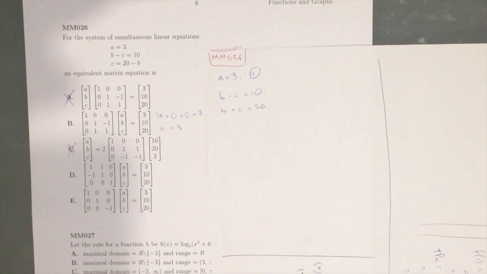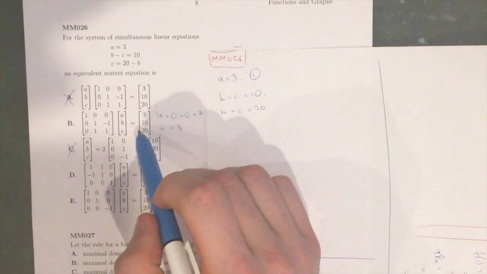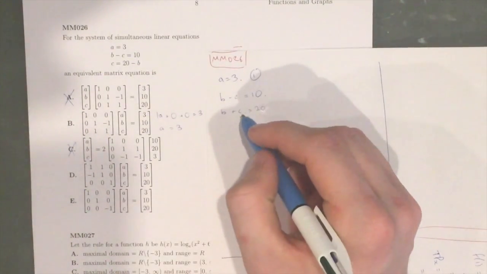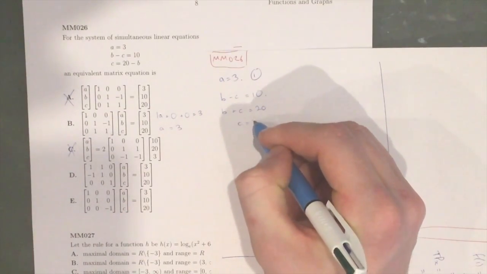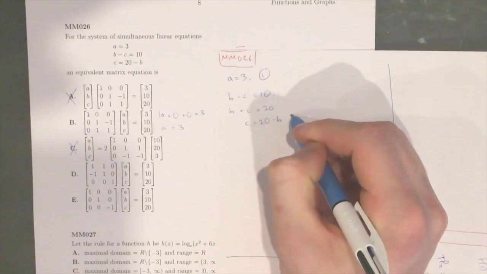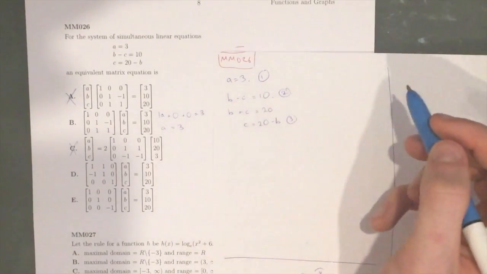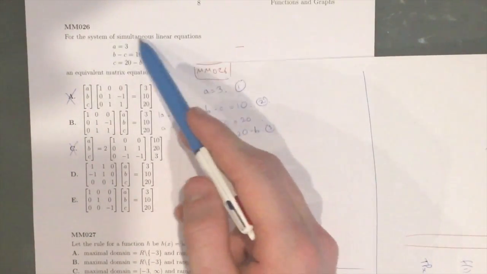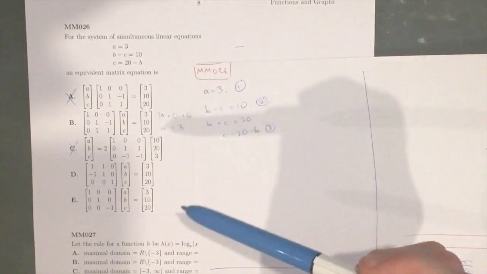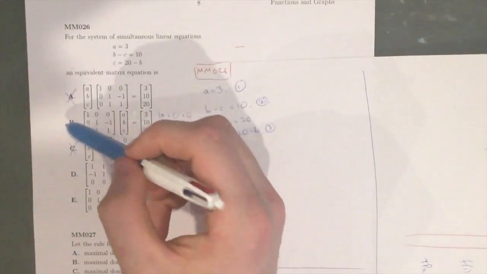Now, we're lucky because the first answer that we've tested has actually been correct, because if we rearrange this, we get C equals 20 minus B, which is our third equation, and this is our second equation, which actually corresponds to these equations up here, giving us our correct answer of B.